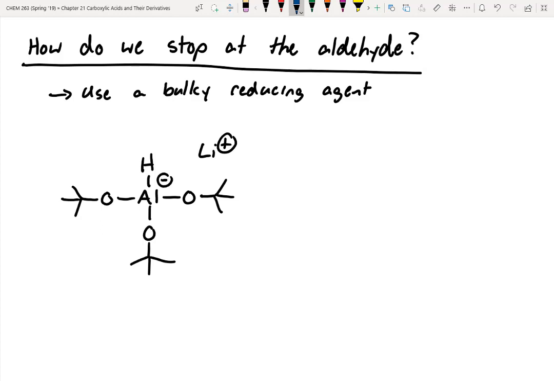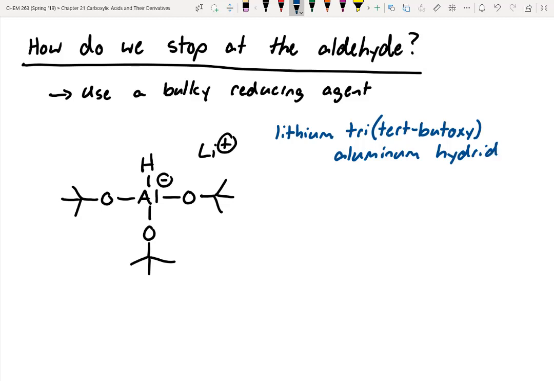So this is named lithium tri-tert-butoxy aluminum hydride. Or, if that's simply too much for you to write out, you can write LiAl(OtBu)3H.